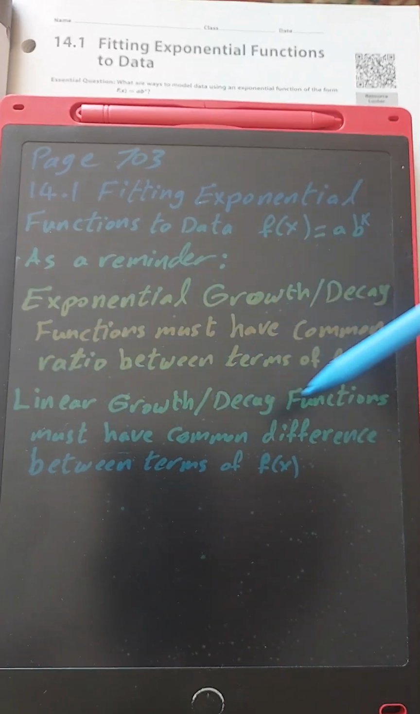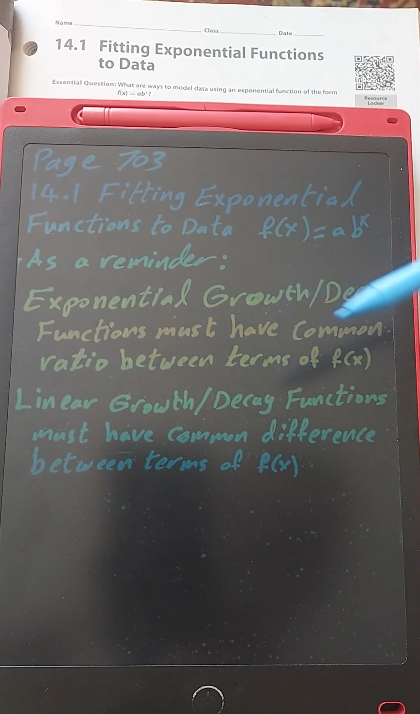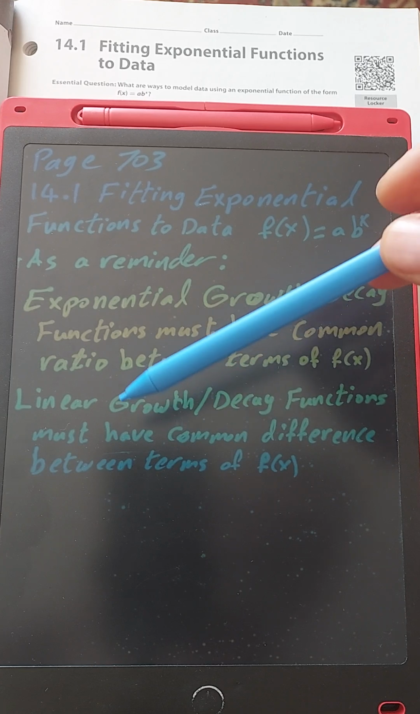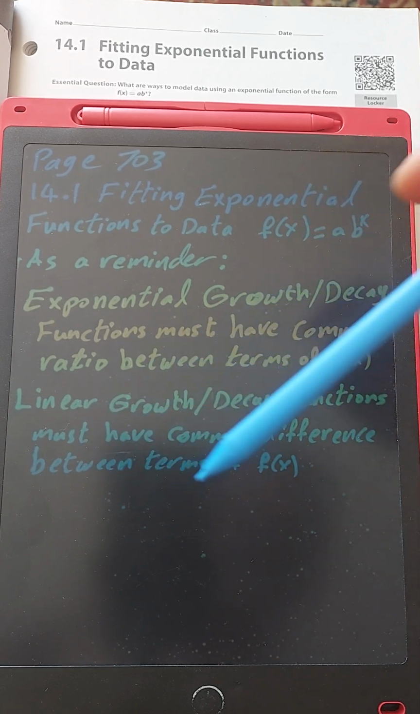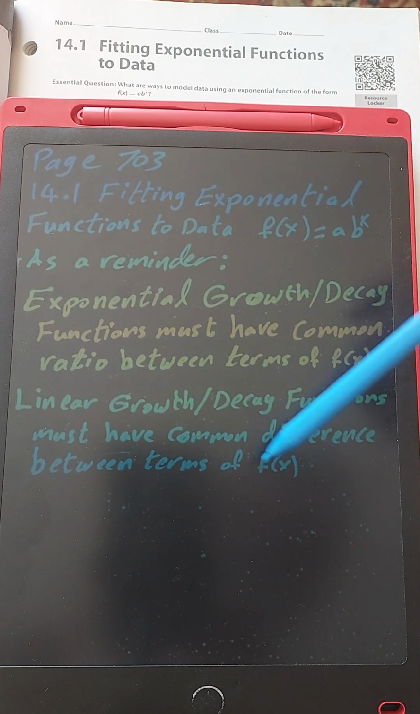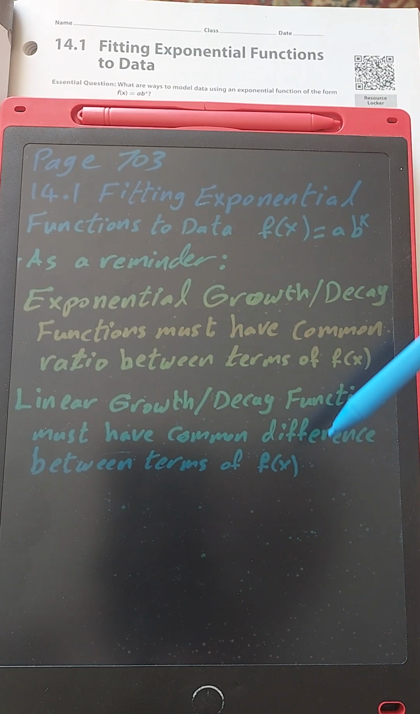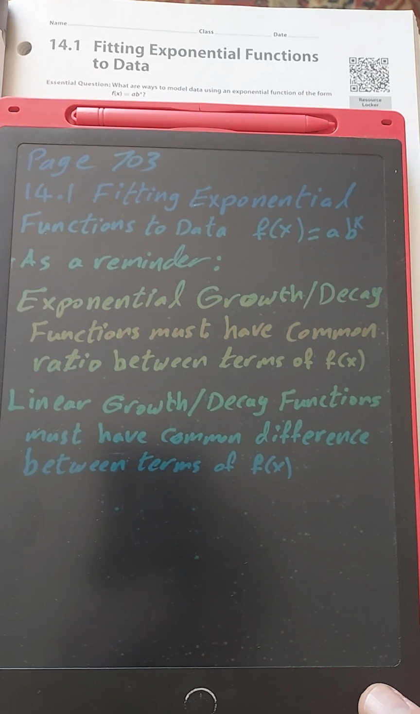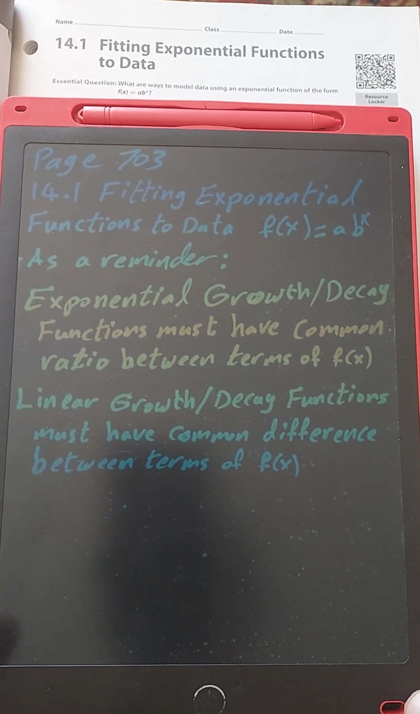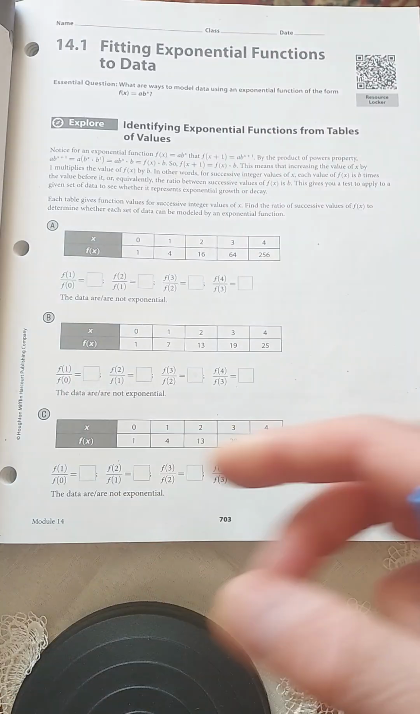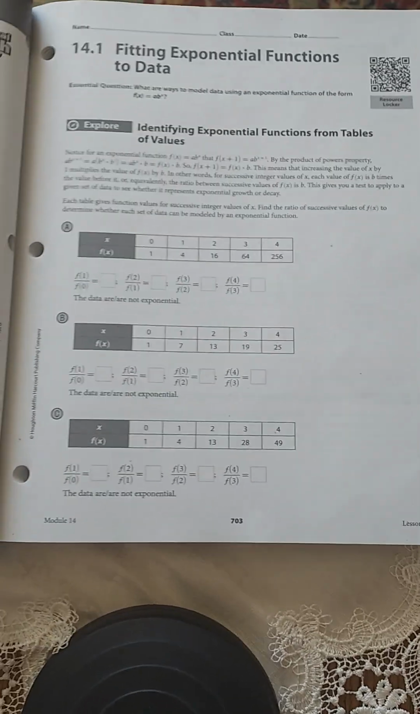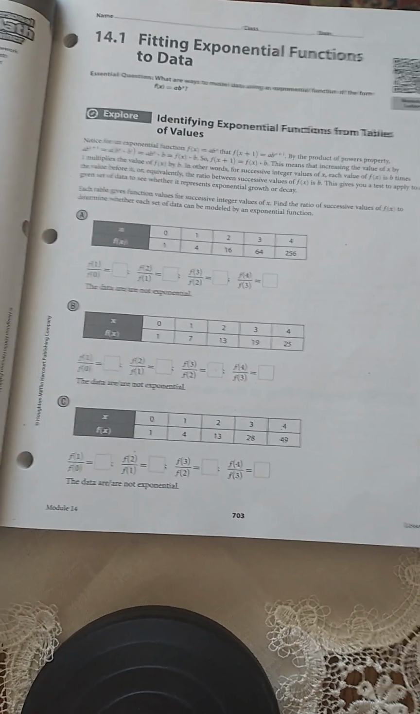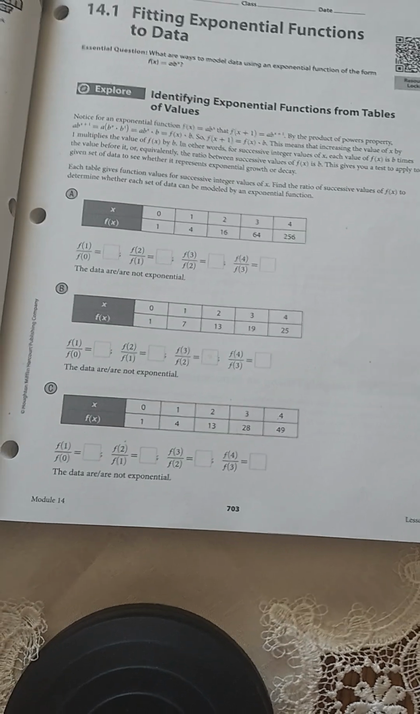For the linear growth or decay functions, there's a common difference, like addition or subtraction, between the terms of f(x). So there are two tables on page 707. We're going to take these two examples to determine if this is an exponential function or a linear function.